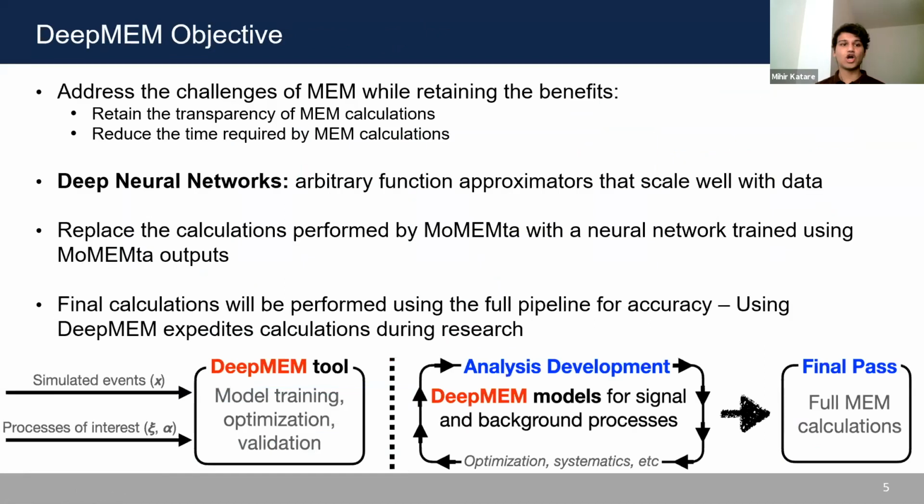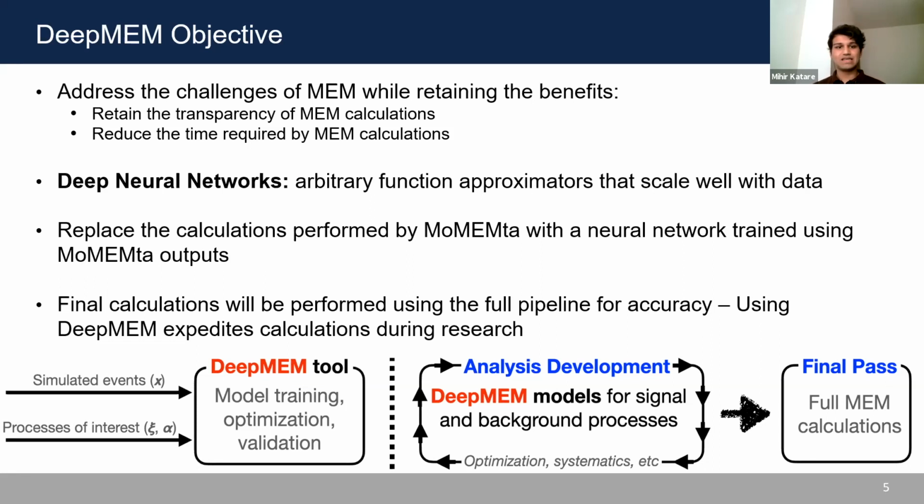So this is where the objective behind deep MEM really becomes apparent. We really want to address the challenges of MEM while retaining the benefits. We want to keep the transparency of these MEM calculations while reducing the time that is actually required to produce them. And one way that was proposed to do this was to just use deep neural networks.